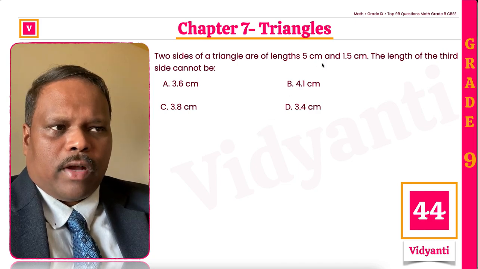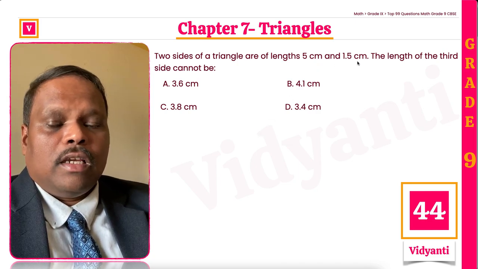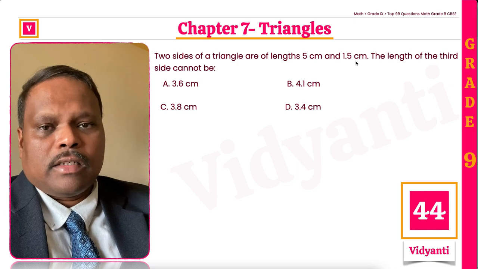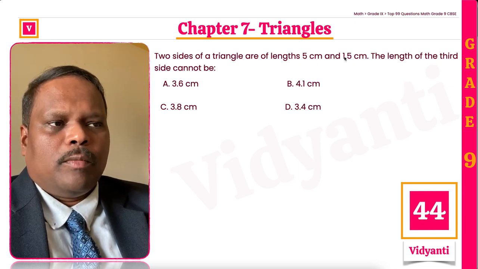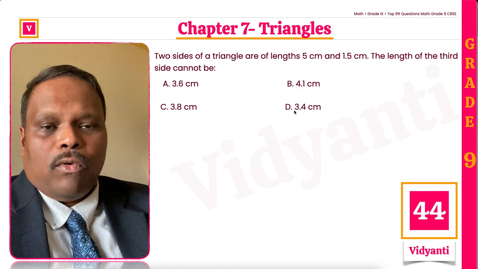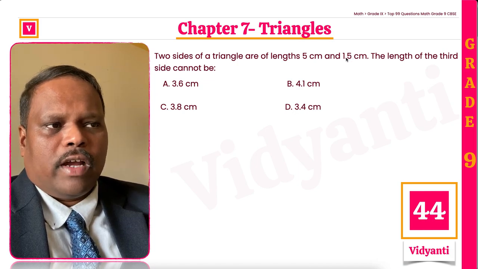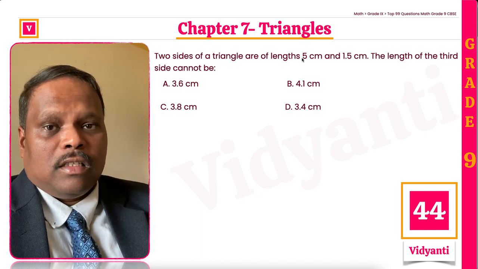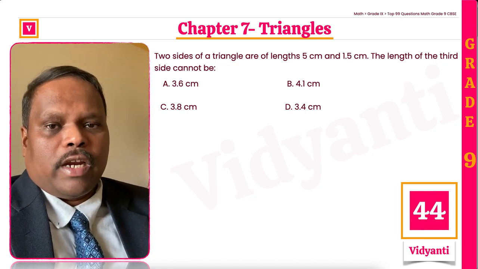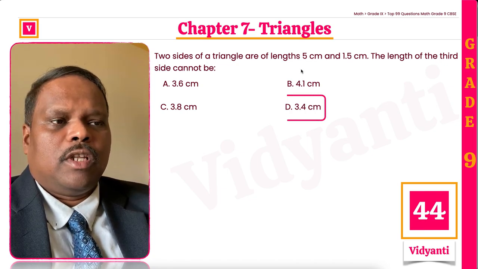Two sides of a triangle are 5 and 1.5. Now we know that in a triangle, the sum of two sides is always larger than the third side taken by itself. So 5 plus 1.5, so the third side will definitely be less than 6.5. Well, that's not given, but we can go the other way also. For example, if we take this 3.4 centimeters, then 3.4 centimeters plus 1.5 together will become 4.9. The third side cannot be larger than the sum of the remaining two sides. So this violates our theorem. So 3.4 is the correct answer.